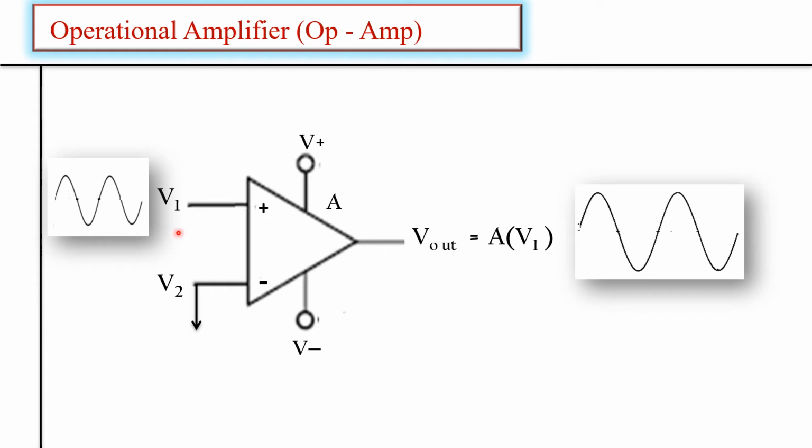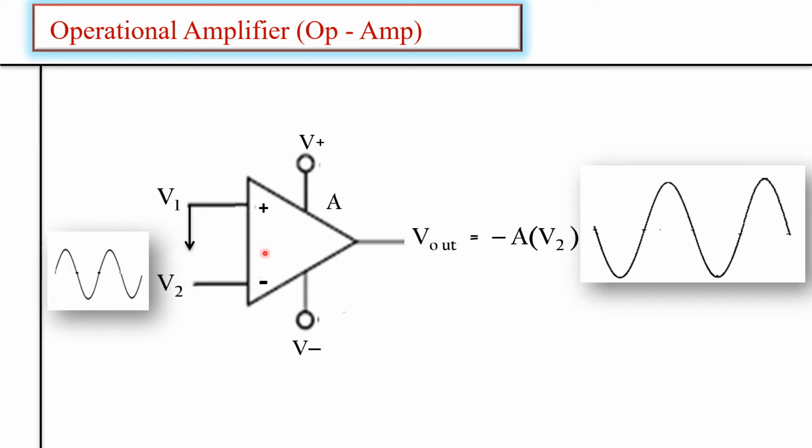So when we apply the input to the positive terminal, the output phase is the same as the input phase. So it is called a non-inverting input terminal. Okay. When we apply a positive signal at V1, the output will be positive. And when we apply a negative signal at the non-inverting terminal, that is V1, the output will be negative. Clear?